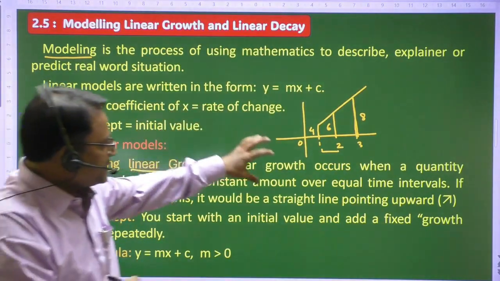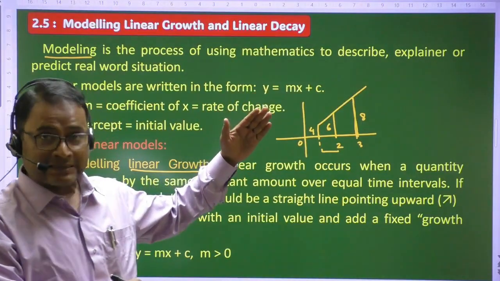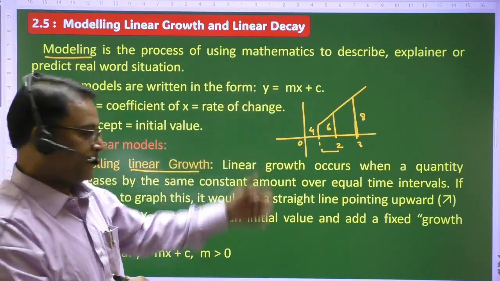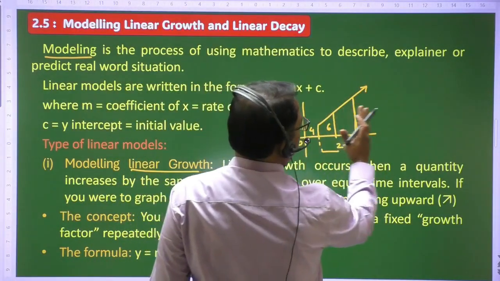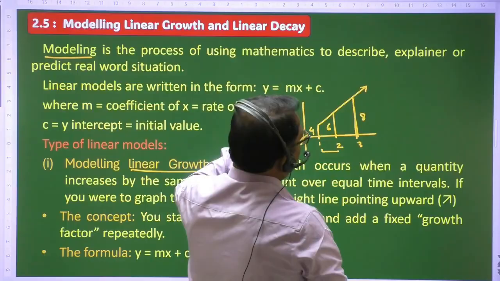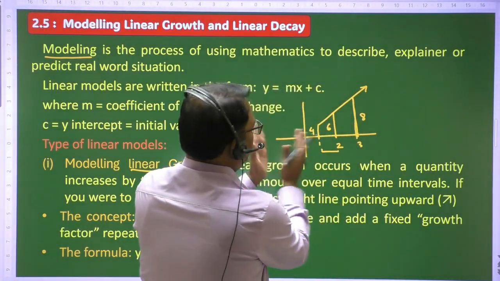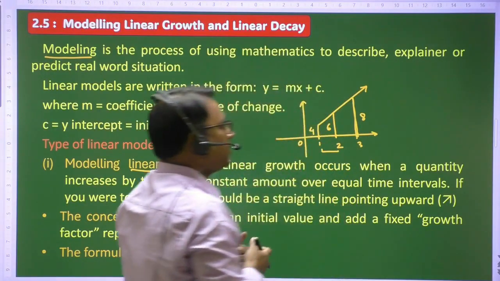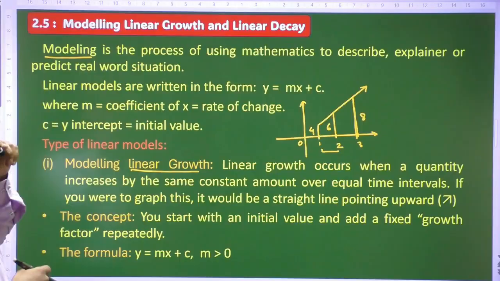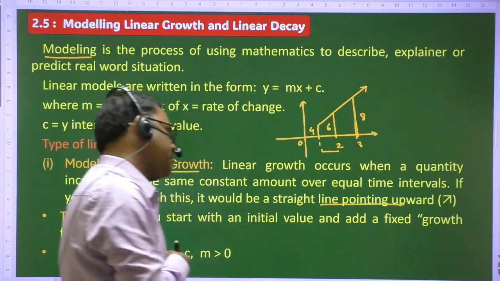When we represent this linear growth in a graph, the graph will be a straight line pointing upward. Always it will be pointing upward. When we move from left to right, it's just like you are climbing a mountain. It is a straight line which is pointing upward.